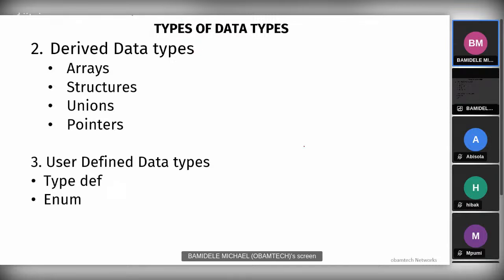Derived data type as the second category, an example is the array, structures, unions and pointers, and then user-defined data types, typedef and enum. All these things are concepts that have deeper meanings and operations performed on them. So it's good that you know that they exist, so that when you get to operating with them, we can go smoothly.